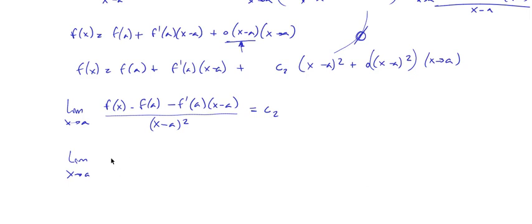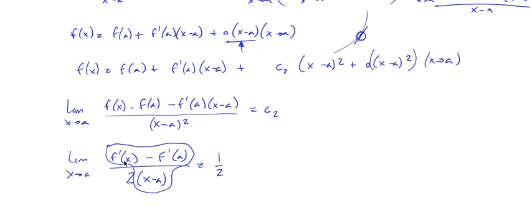So this is f prime at x, right? And then we have minus f prime at a, right? The derivative of this divided by 2 times x minus a, right? So this is 1/2, and then the limit of this is the limit of the definition of the derivative of the derivative, or in other words, this is the second derivative of f at a, right? So our c2 is this, the second derivative of f at a divided by 2, right?